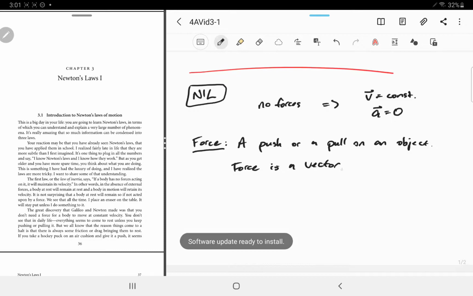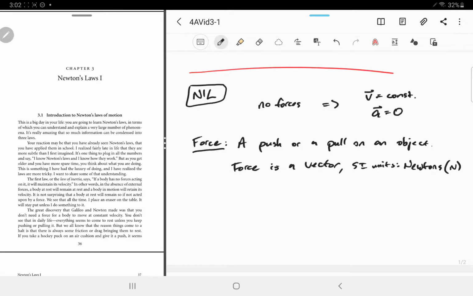So force is a vector, and the SI unit we'll be using for force is the newton. We'll see what the definition of a newton is when we talk about Newton's second law. But for now, you can just think of a newton as a way of measuring force. If you push or pull harder, then it's more newtons that you're pushing or pulling on an object. We don't know quite yet how big 1 newton is, but if there's a push of 1 newton and then another push of 2 newtons, the 2 newton push is harder.